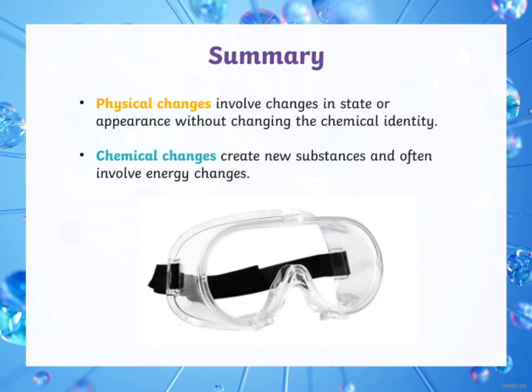Let's break down the difference between physical and chemical changes. Physical changes affect how something looks or its state, like melting ice or tearing paper, but the substance itself stays the same. Chemical changes, on the other hand, actually create new substances. These often come with energy shifts, like heat or light. Understanding this distinction helps us see how matter transforms in different ways, whether it's a simple change in form or a complete change in identity.